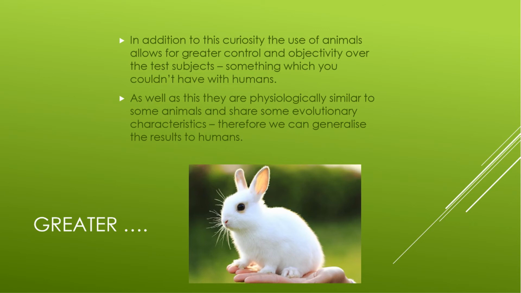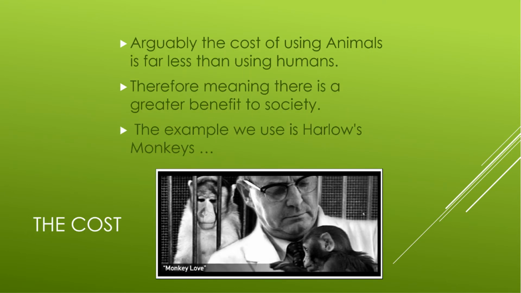Now, arguably the cost here. The cost of using animals is far less than using humans, therefore meaning there is a greater benefit to society by using these animals to test specific behaviours and establish what causes those behaviours, and give us a greater understanding of humankind as a result. The example of this is Harlow's monkeys. This is the link and the QR code to Harlow's monkeys here. Obviously, pause it here if you want to have a quick scan and watch the video yourself.